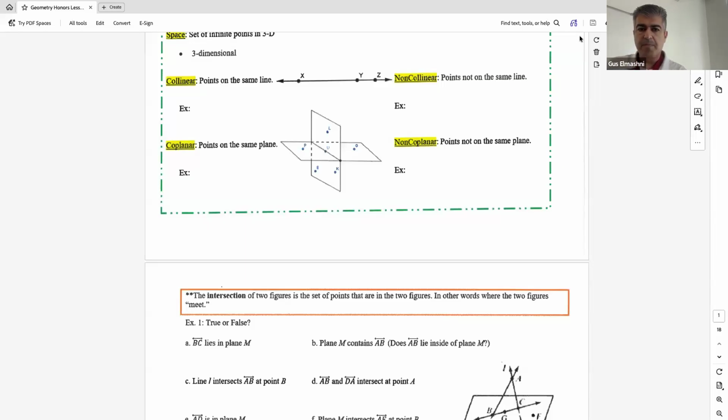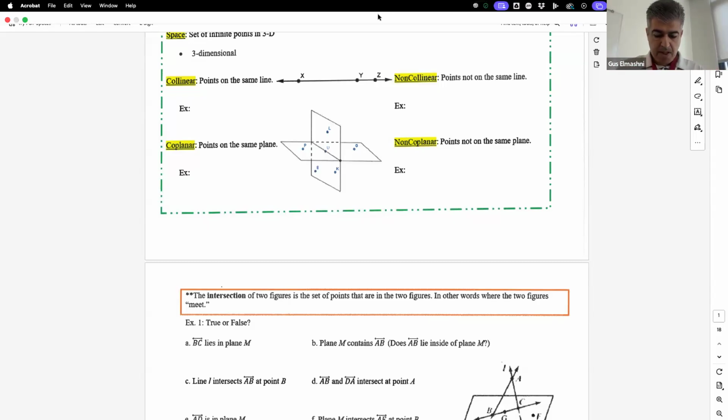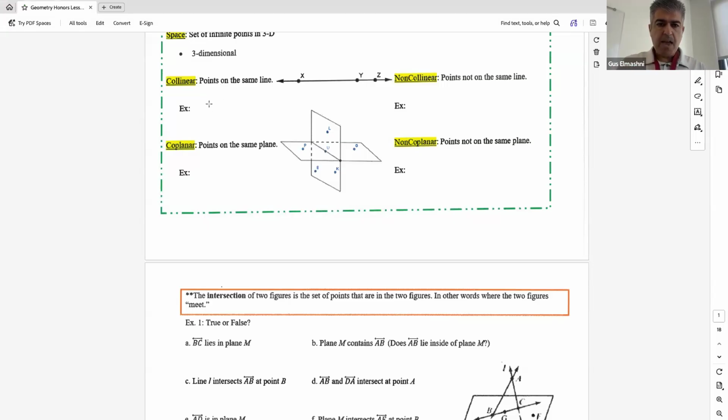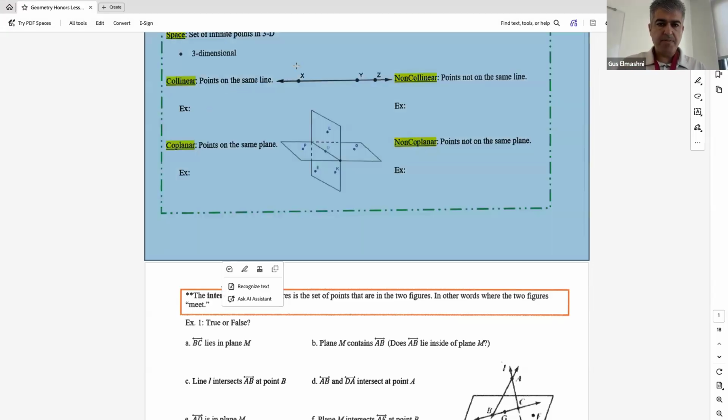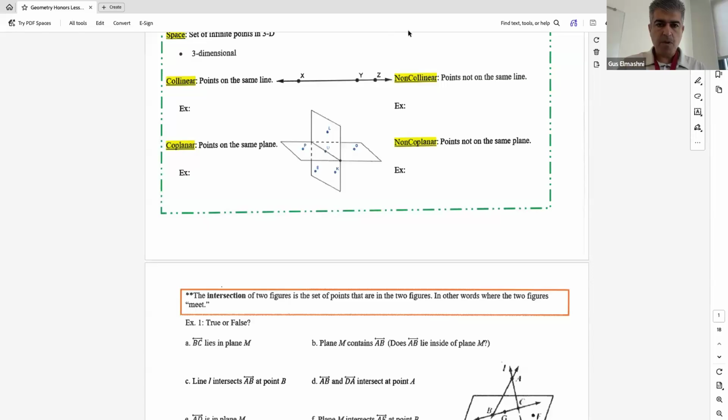Collinear and non-collinear. Pretty obvious: collinear means linear, meaning line, and co means same. So on the same line, right? Like if you have a co-captain, you have two captains who are on the same team. Co-pilots, two pilots who fly the same airplane. So co just means points in the same line. So for example, X, Y, and Z are collinear.